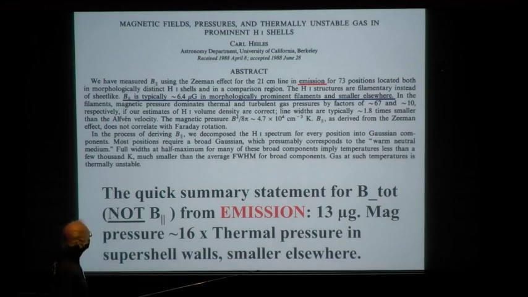The magnetic field in those shells is 6.4 microgauss, but this is the line of sight component, not the total component. I quoted the total component for absorption, and it was 6 microgauss. The total component for emission is twice this value, which is 13 microgauss. That brings the magnetic pressure up to 16 times the thermal pressure, which is not unreasonable because you've got this dynamic pressure associated with the expanding shell.